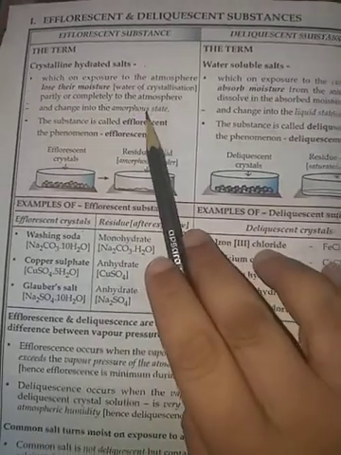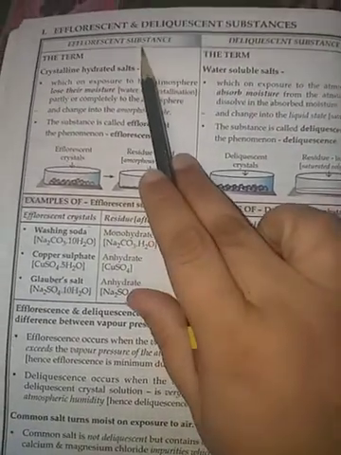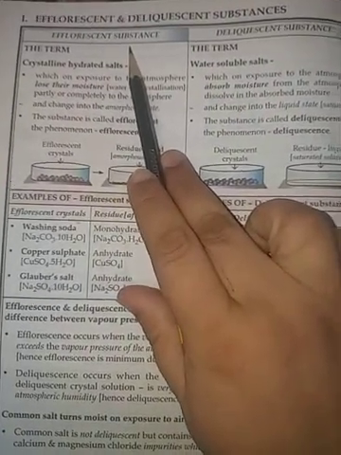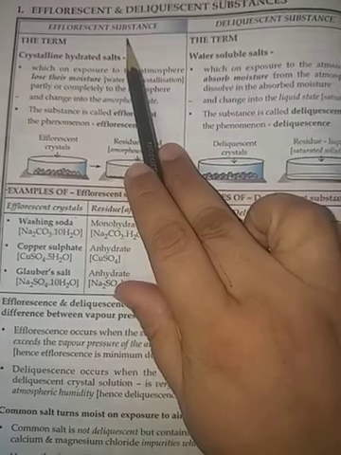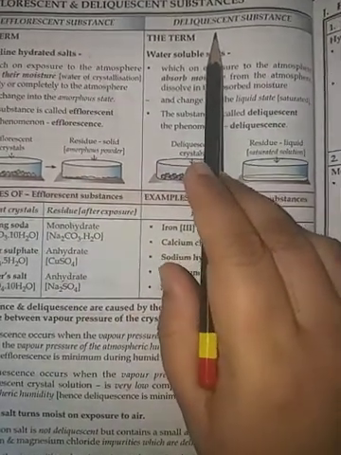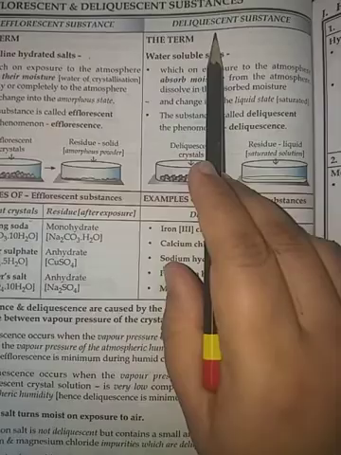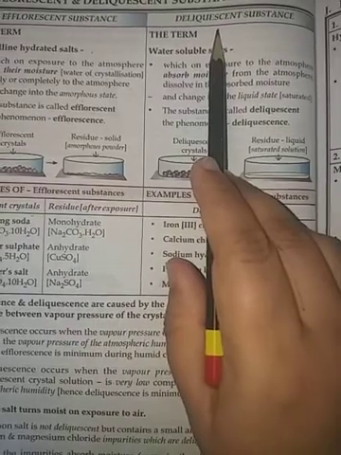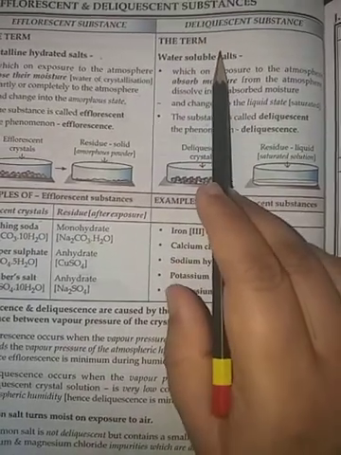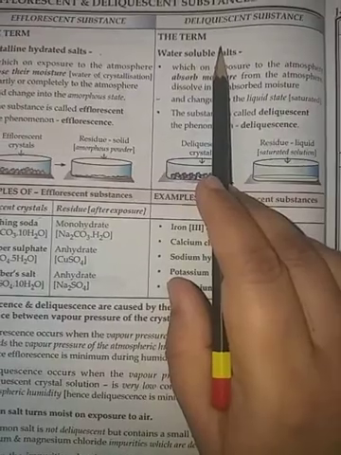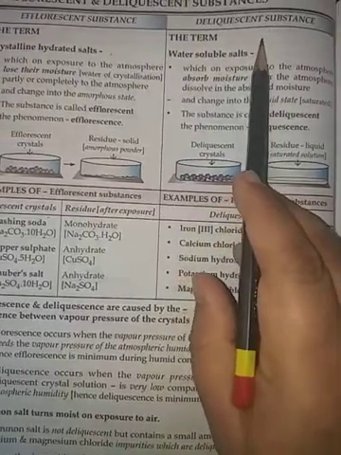These are the opposite substances. It loses its water of crystallization when exposed to the atmosphere, and it absorbs water when it is exposed to the atmosphere, and it dissolves in that moisture and changes its physical state.